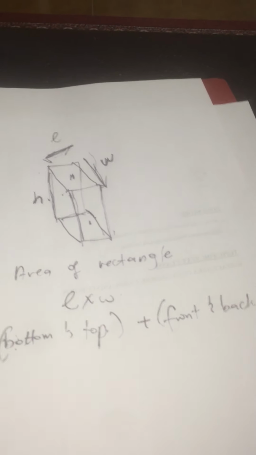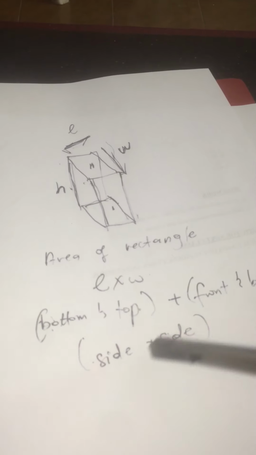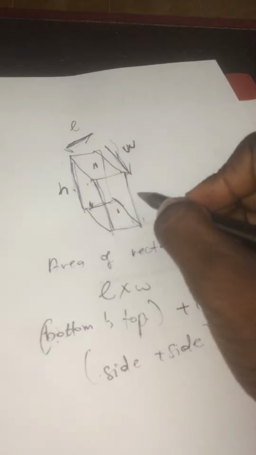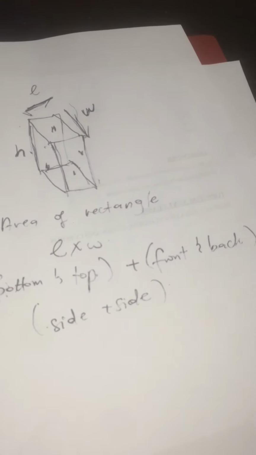And then for the sides, the 2 sides are the same. So side plus side. So the area for this side is the same as the area for this side. You can call it left or right side, but just know that the sides are going to have the same area. The bottom and the top have the same area, as well as the front and the back.